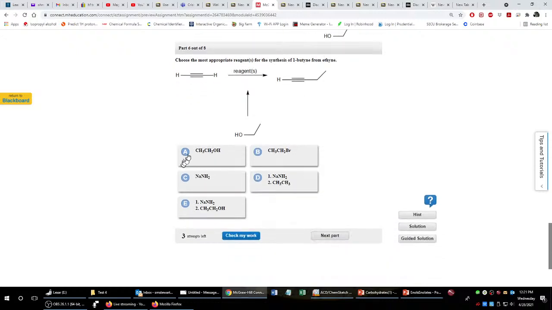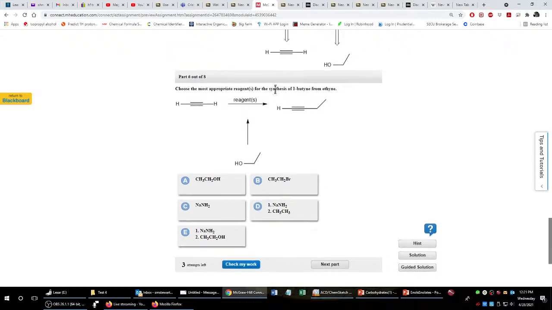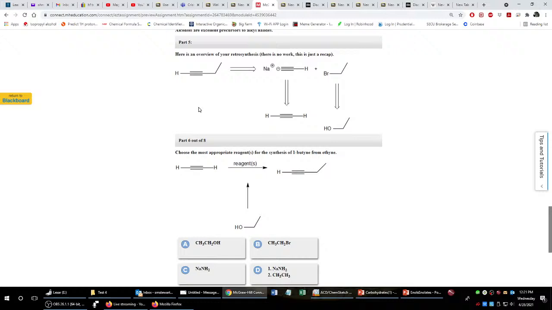All right, now how we actually do it. Synthesis of butane from ethyne. Come on, reagents. Oh, what?